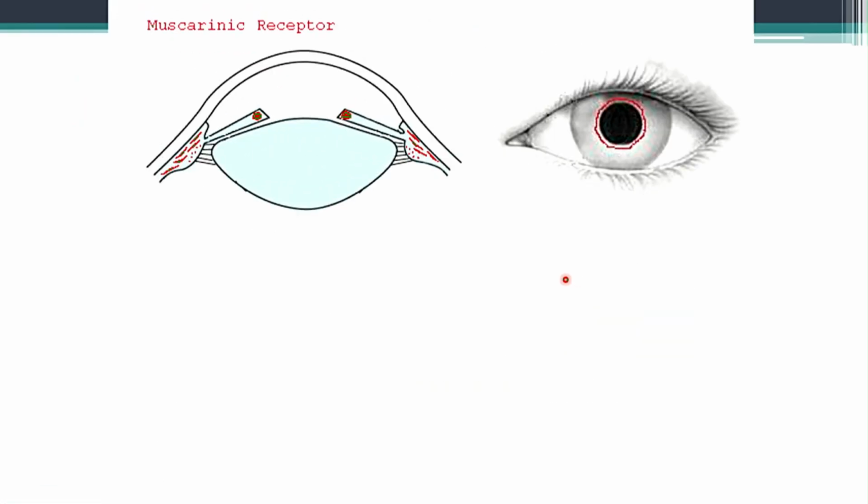This figure summarizes the action of anti-muscarinic agents, particularly atropine, on the eyes. This is at the rest position, and here the circular muscles are denoted in red line, also here and here, and the longitudinal muscle fibers of the ciliary muscles are denoted in red lines, also here and here.